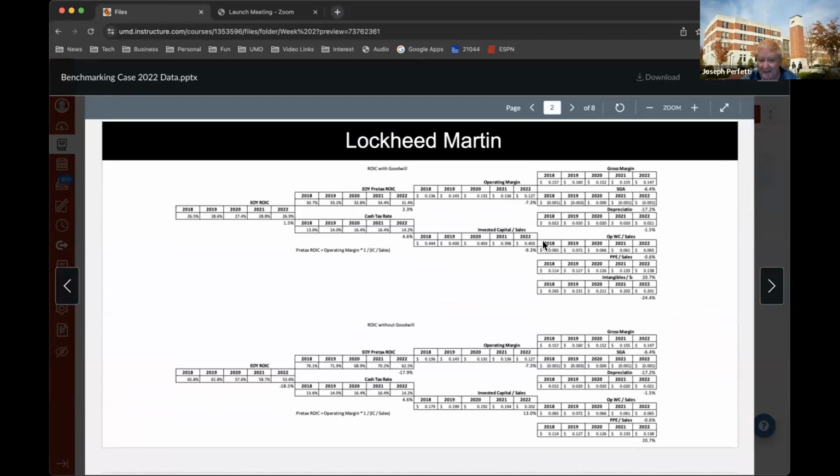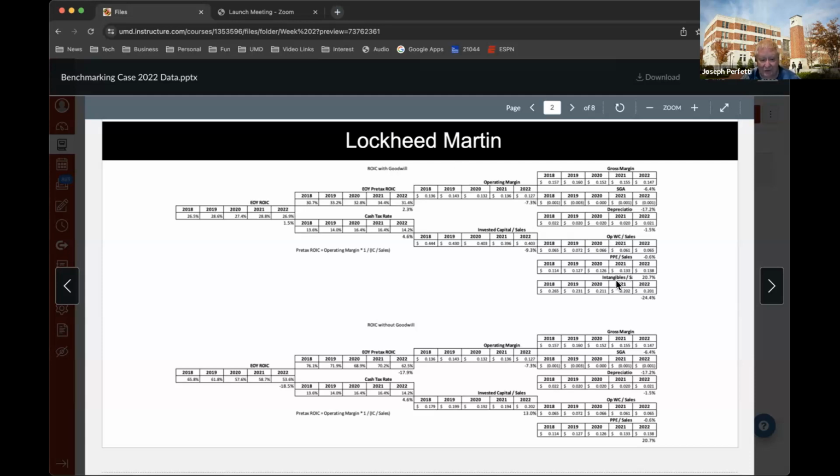The idea is this is 5 years of Lockheed Martin's data as an ROIC tree from 2018 to 2022. Now, the only difference in this is there are two trees on this page for Lockheed Martin. The first tree includes invested capital to sales. It includes the three items that we just talked about.